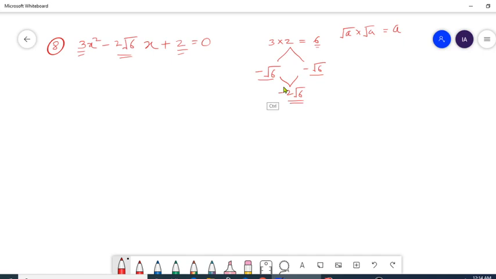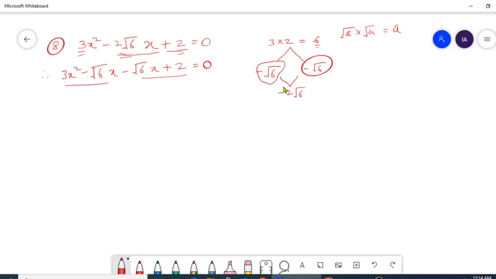So I'm going to substitute my linear factors in the place of the middle term. My linear factors are negative root 6, negative root 6. So I'll substitute them in the place of this minus 2 root 6. This way it will look like this: 3x square minus root 6x, again minus root 6x, and the third term will remain the same, plus 2 equals 0. We can group them as the first two together and the last two together.